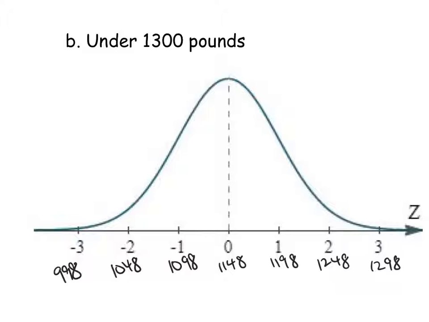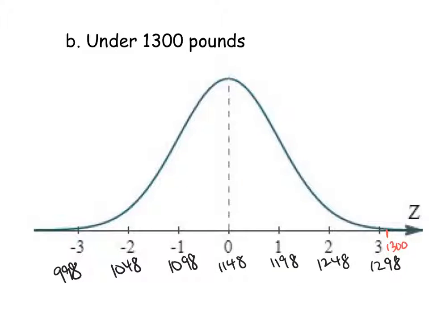So I want to find the percentage of steers that are under 1,300 pounds. I have drawn my normal curve again, and I have labeled the axes down here with my mean and plus or minus 50 out to plus or minus 3 standard deviations. So again, 1148 plus 50 is 1198, 1198 plus 50 is 1248, etc. So I already have that done. And I want to go under 1,300 pounds, which is about right here. So I'm just going to draw a line straight down to 1,300 pounds.